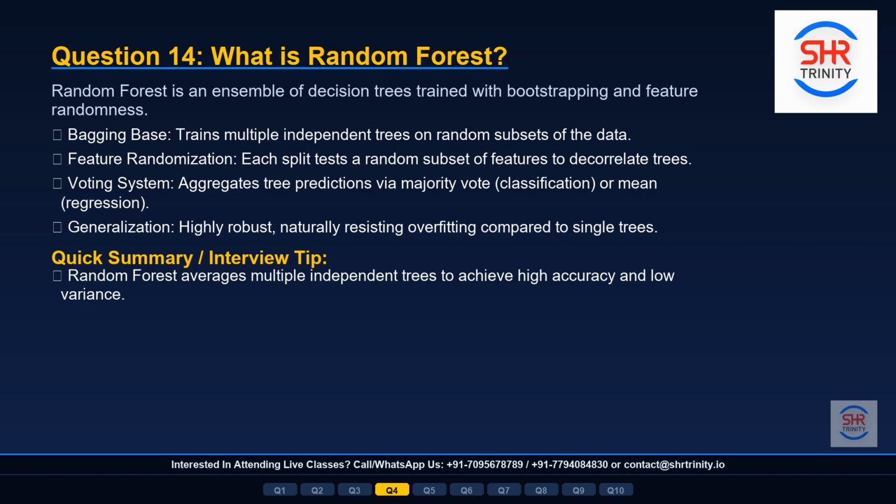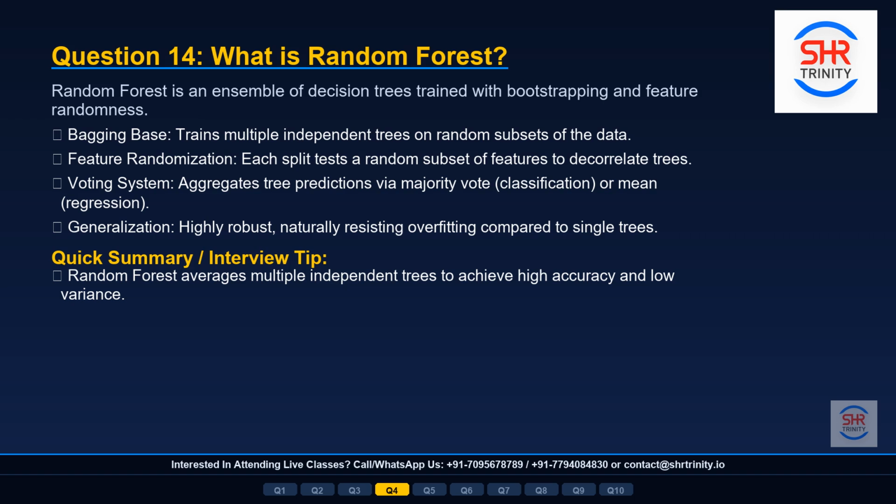When splitting a node, it only considers a random subset of the total features. This random selection decorrelates the trees, ensuring they do not all make the same errors. To make a final prediction, random forest aggregates the predictions of all the individual trees. For classification, it takes a majority vote. For regression, it averages the predictions. This averaging process dramatically reduces model variance and prevents overfitting, making random forest one of the most reliable and highly accurate algorithms out of the box.